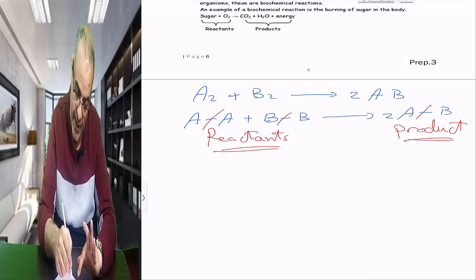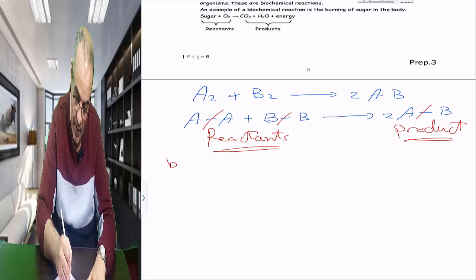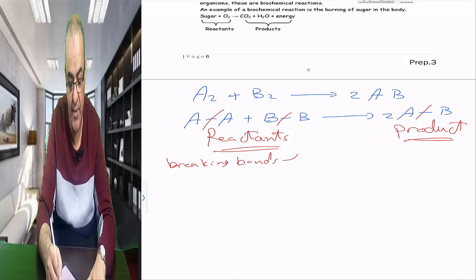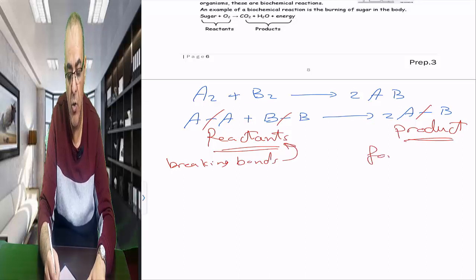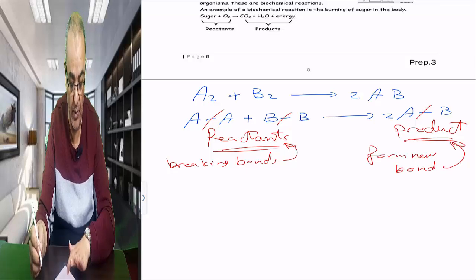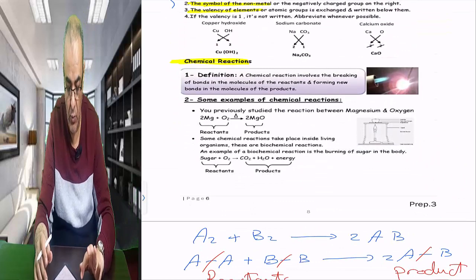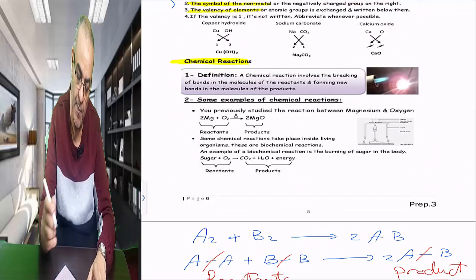Simply add this: breaking bonds in what? In reactants, to form new bonds in what? In products. And this is the definition, or the simple way to define a chemical reaction.